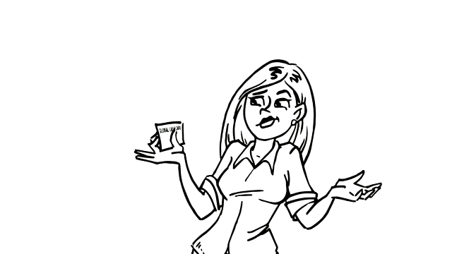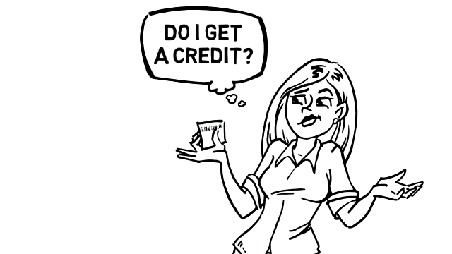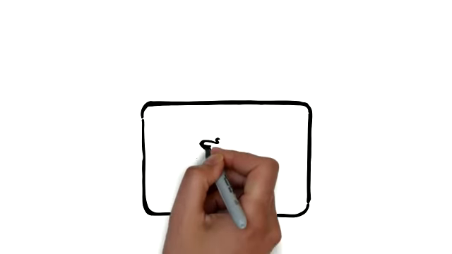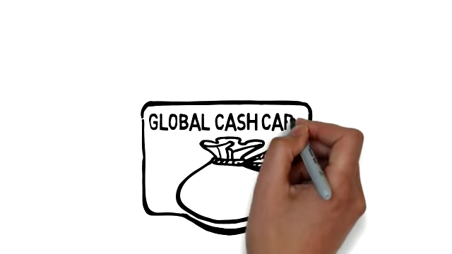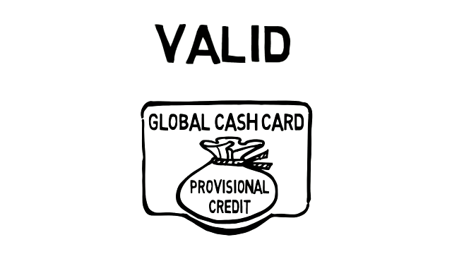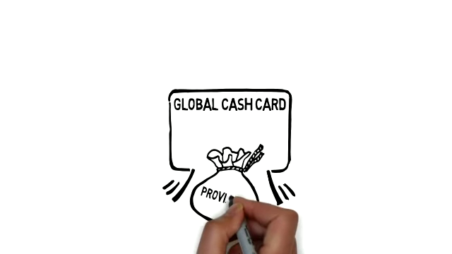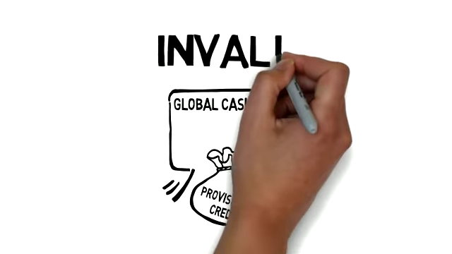Will Sally receive a credit? In most cases, a provisional credit will be added to her account within a few hours. This provisional credit will remain in her account for her use throughout the entire investigation. If the claim is found to be valid, the credit will remain in her account. If the claim is found to be invalid, the credit will be removed.